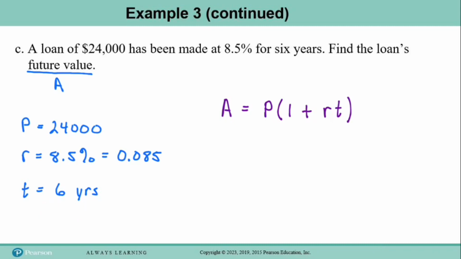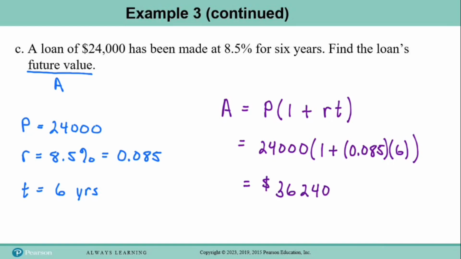Okay, plugging in our values, we'll plug in the 24,000 times 1 plus 0.085 times 6, and then close the parentheses. And I won't show the calculator for this one because I think we've already done it a couple of times, but you would get $36,240 exactly. So I hope that you got that value on your calculator. Make sure that you get it on your calculator so that you know you're entering it correctly.